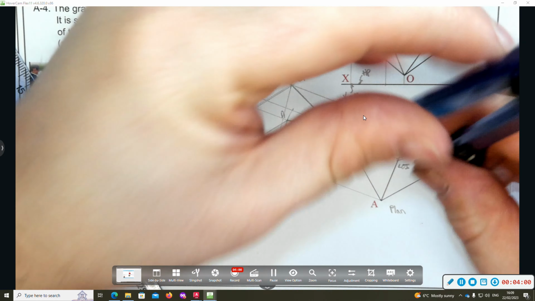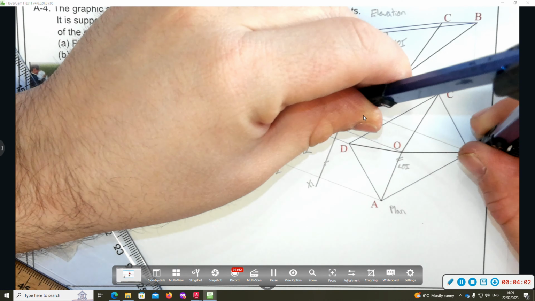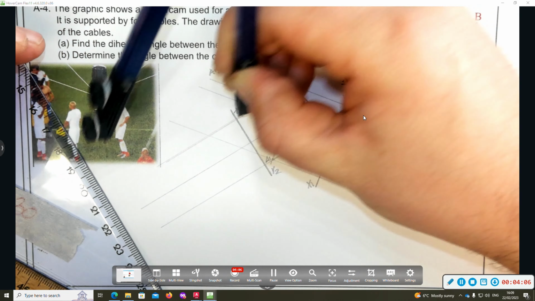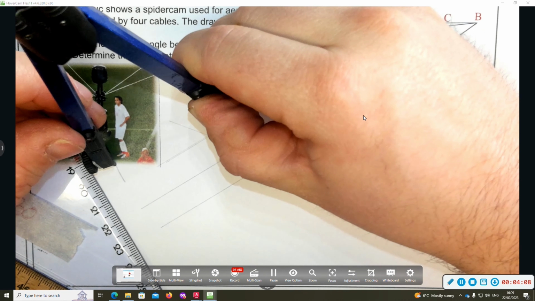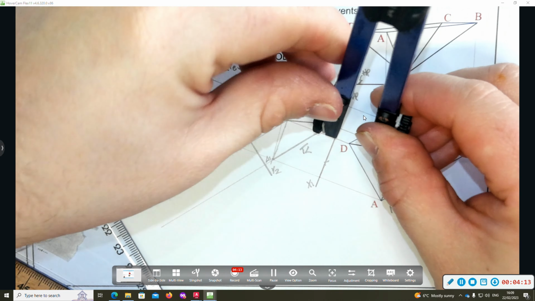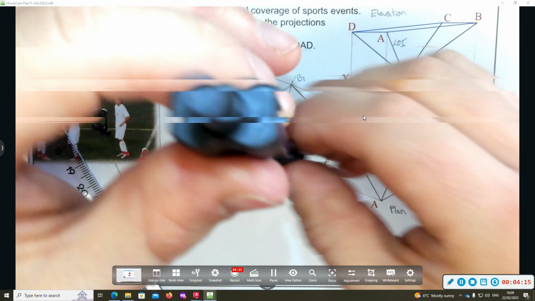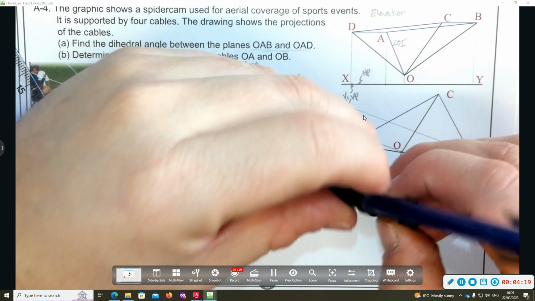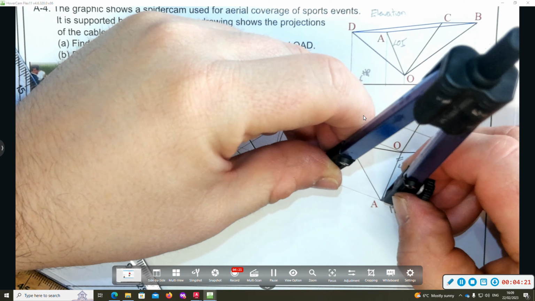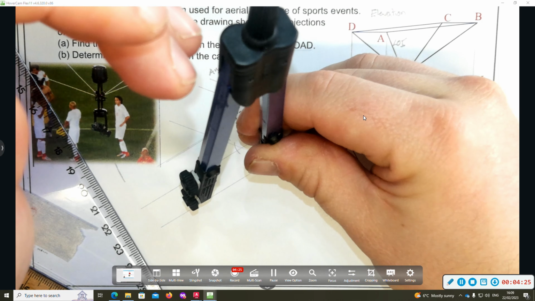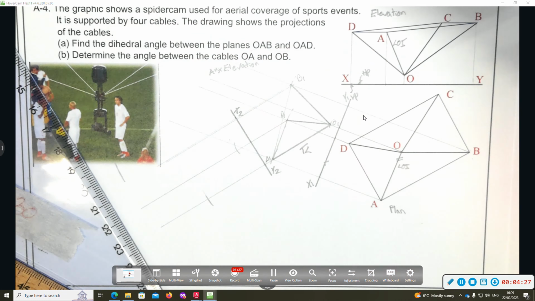I'm going to take the distances from my X1 Y1 line back to plan. So I'm going to step this where B is. I'm going to take the distance from my X1 Y1 line to D. I'm going to step it from where D is. Okay, I'm going to do the same with A and O. That's going to project as a point. So I'm going to mark A and O in.